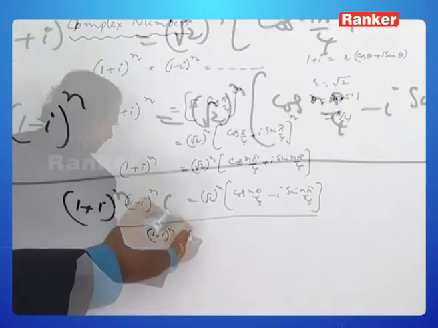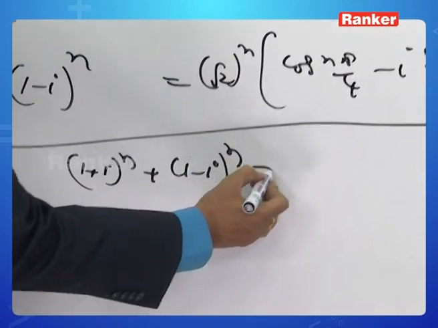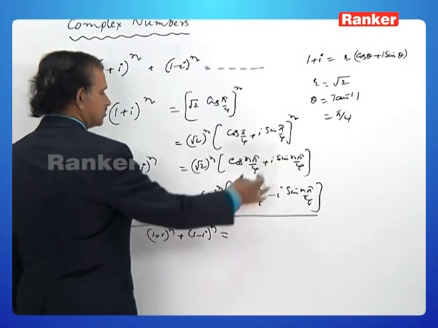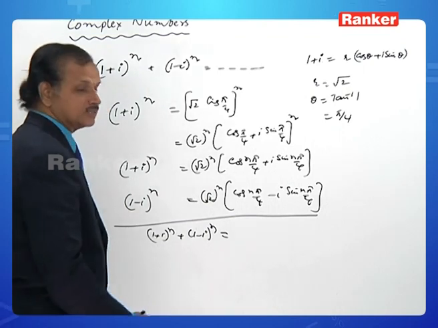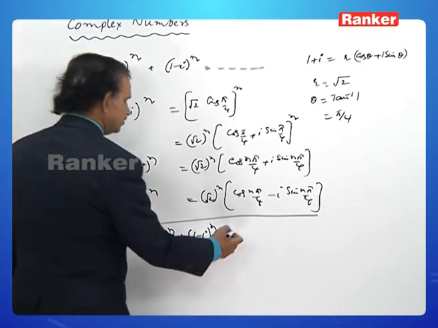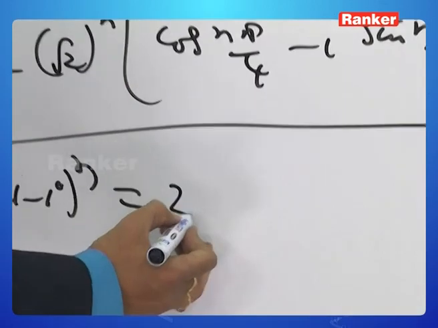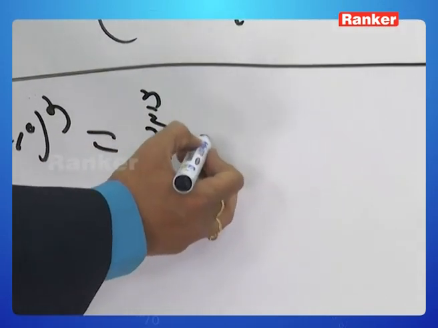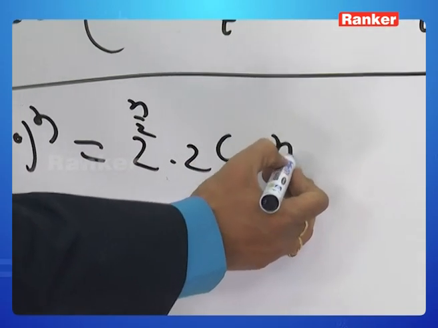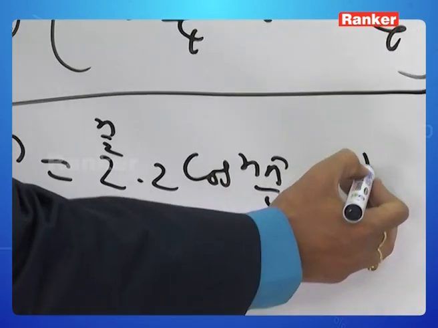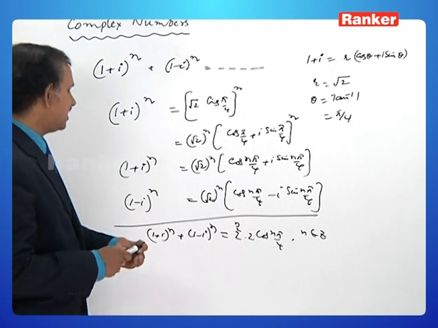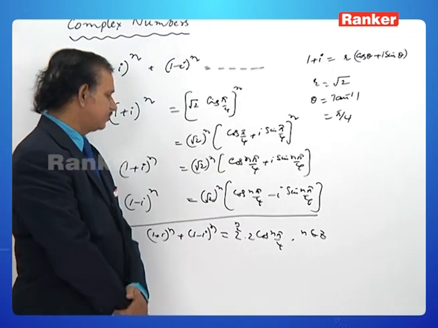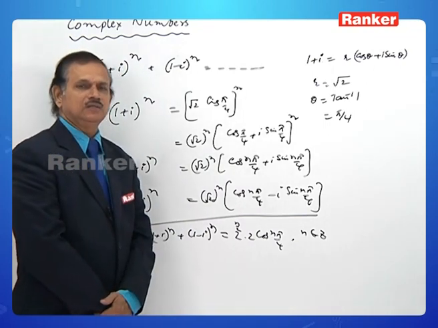And therefore, by adding these two, the requirement, that is 1 plus i whole to the power of n plus 1 minus i whole to the power of n, is equal to, you add these two, the sine terms will be cancelled. Cos n pi by 4 plus cos n pi by 4 is 2 cos n pi by 4. So root 2 power n means 2 power n by 2 into 2 cos n pi by 4, n belongs to Z.